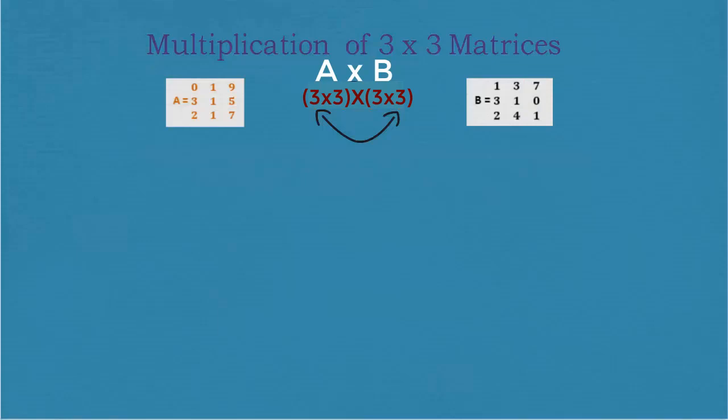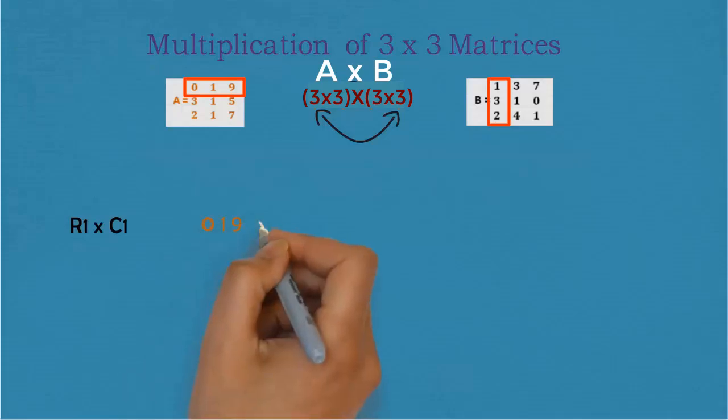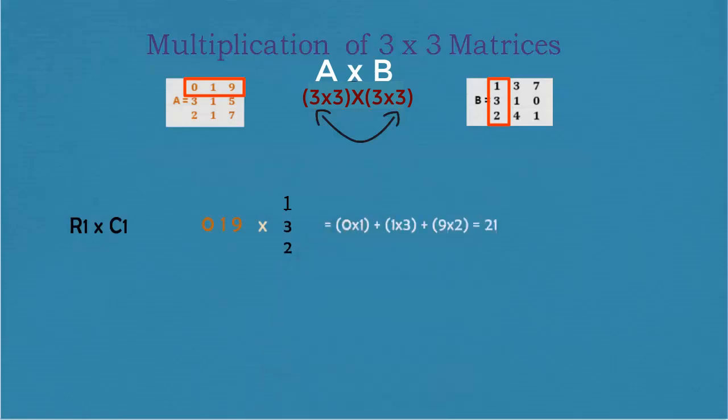Let's begin by multiplying the first row of matrix A by the first column of matrix B. The first row is 0, 1, 9 and the first column of matrix B is 1, 3, 2. That is equal to 0 times 1 plus 1 times 3 plus 9 times 1. What we did is multiply the first row and the first column element wise. Multiplying and adding them together we get 21. What will be its position in the resultant matrix? Its position will be 1, 1, first row and first column, because we have multiplied the first row of matrix A with the first column of matrix B. So we insert this 21 in its position.